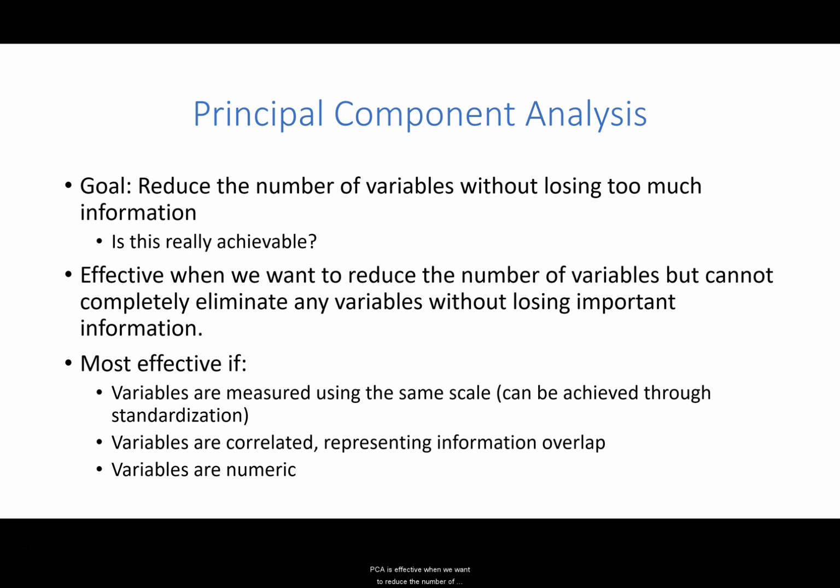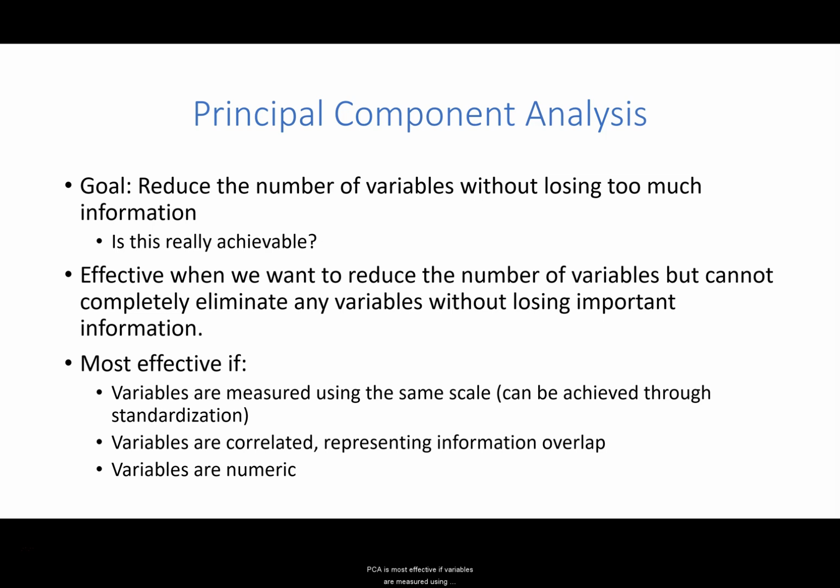PCA is effective when we want to reduce the number of variables in the data set, but cannot completely eliminate any variables without losing important information. Now imagine that we are trying to show a spaceship traveling to the space in the movie. If we remove the distance dimension, then the spaceship would appear stationary on the screen. So what PCA does well is equivalent to removing the distance dimension, but still find a way to retain the depth information, so that the spaceship would appear to be traveling into the space. We will discuss how PCA does it in a minute.